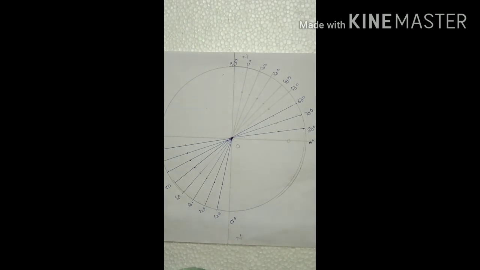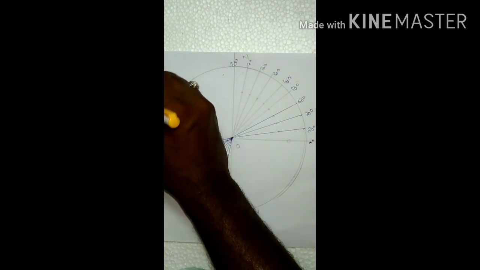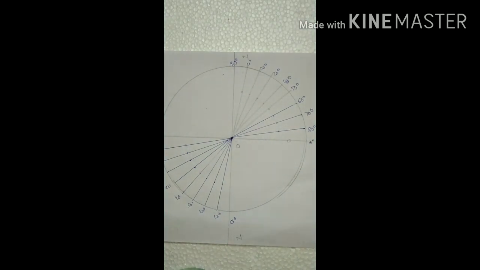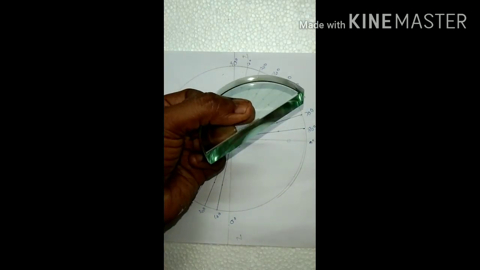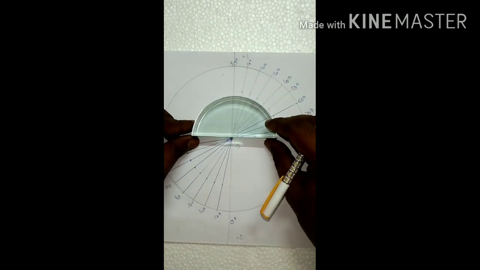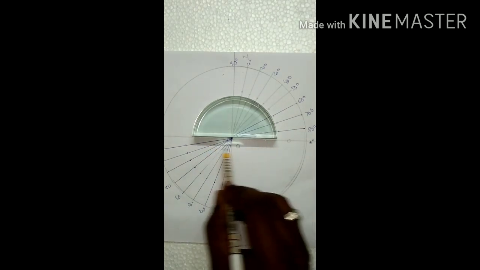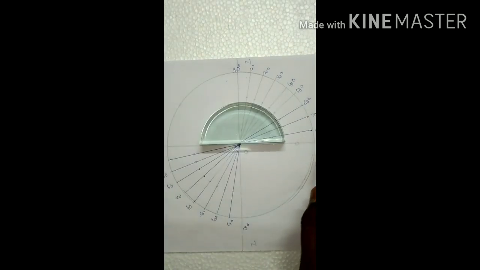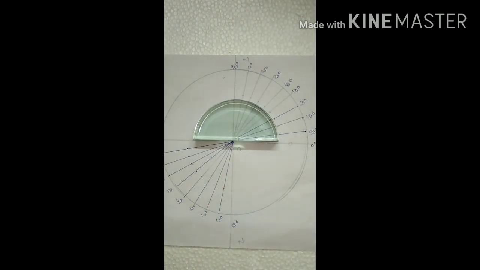Now our experimental setup is ready. This circle that we drew is called the pro-circle. Now I am ready with my pro-circle. Now I take the semicircular glass slab of thickness 2 centimeters and place it. The condition is that the diameter of the semicircular glass slab must coincide with the line.